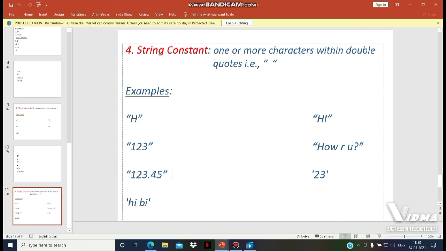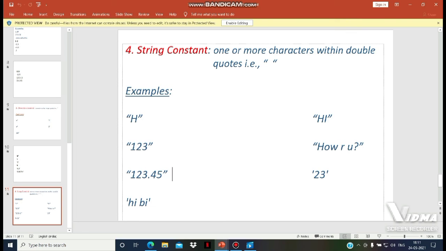For example, H is a valid string constant because the definition says one or more characters within double quotes. Here one character is within double quotes, so it is a valid string constant. Hi within double quotes is also a valid string constant. 123 is also a valid string constant. How are you is also a valid string constant because a string allows digits, alphabets, special characters, and white spaces. Here the question mark is a special character, so it is a valid string constant.